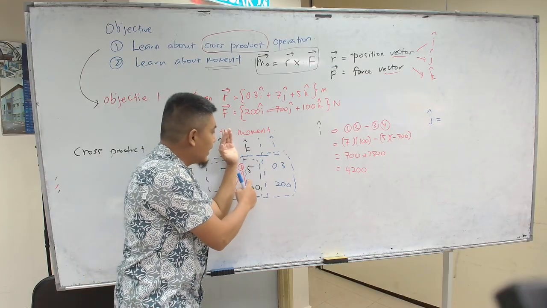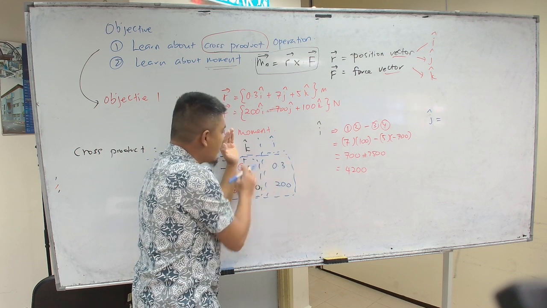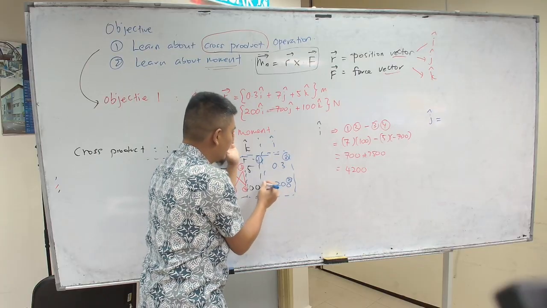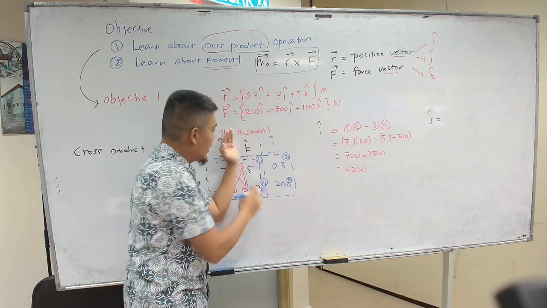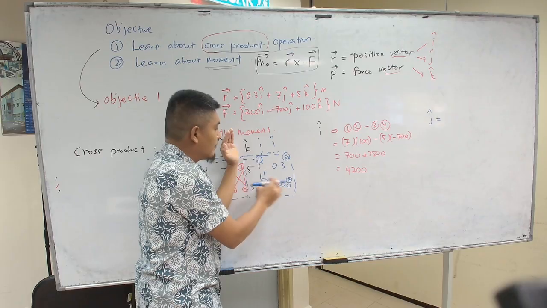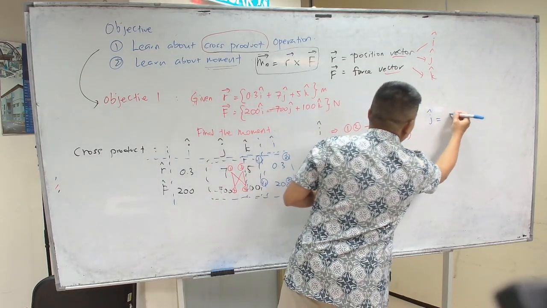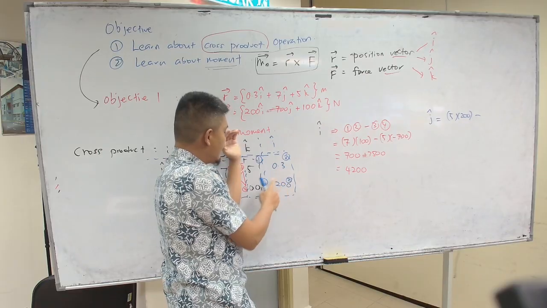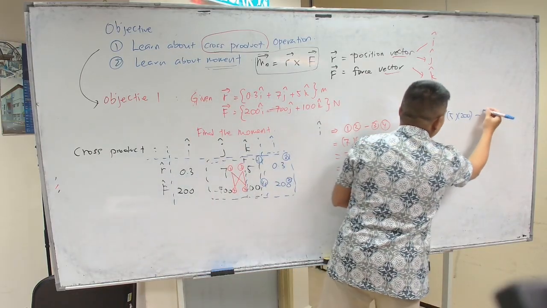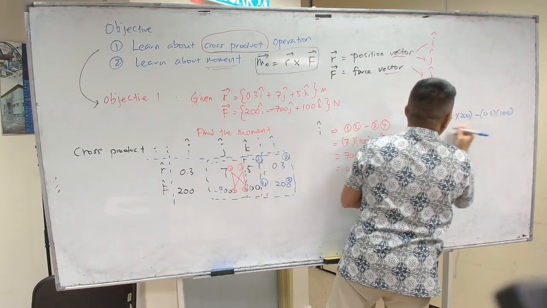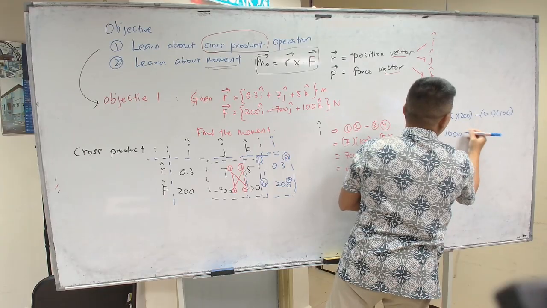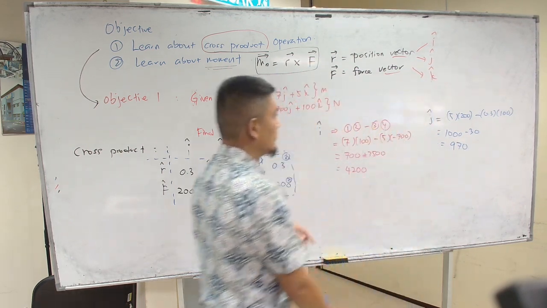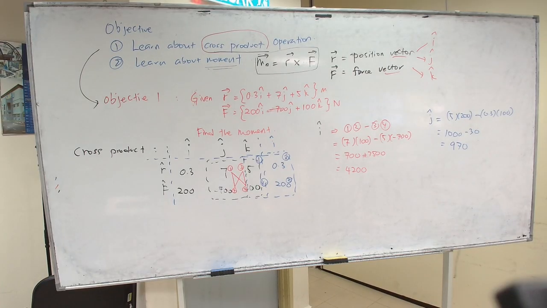Okay? So once again, when you form a square box, it is always 1, 2, 3, and 4. So you get, for the K, 5 multiplied with 200, minus 0.3 multiplied with 100. So you get 1000 minus 30, which is 970. Okay, alright.